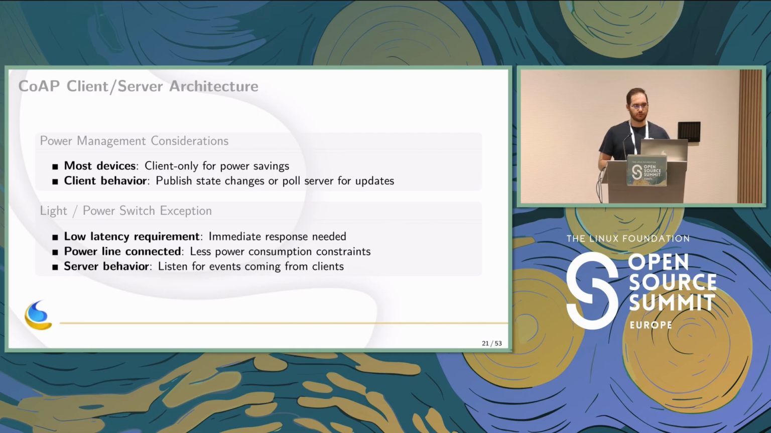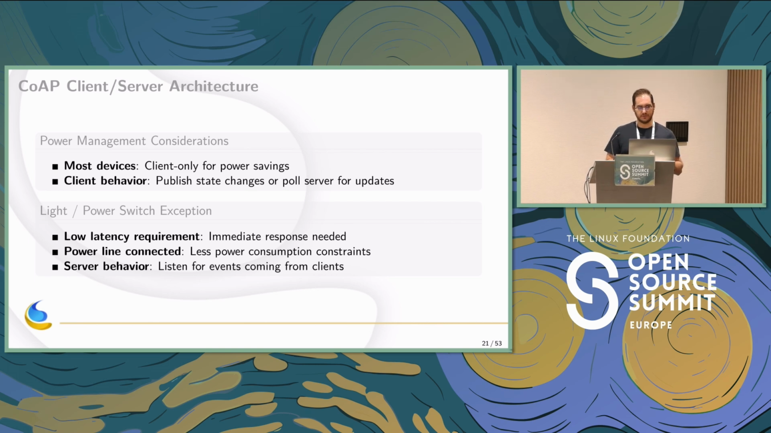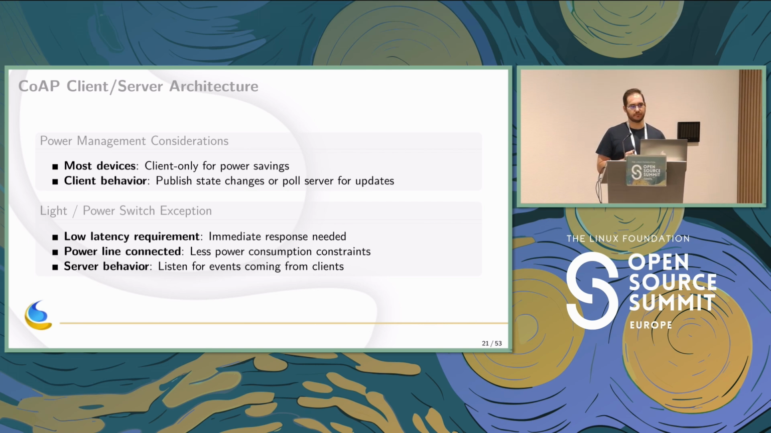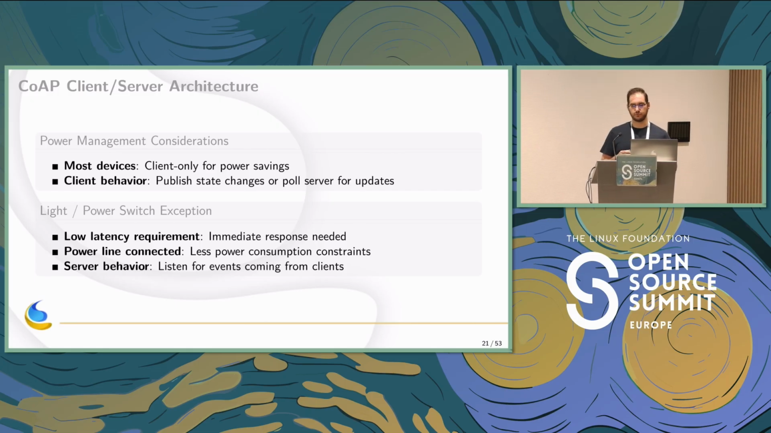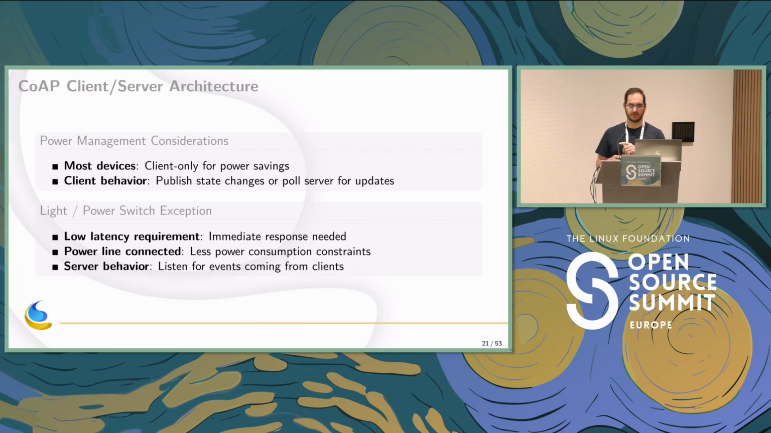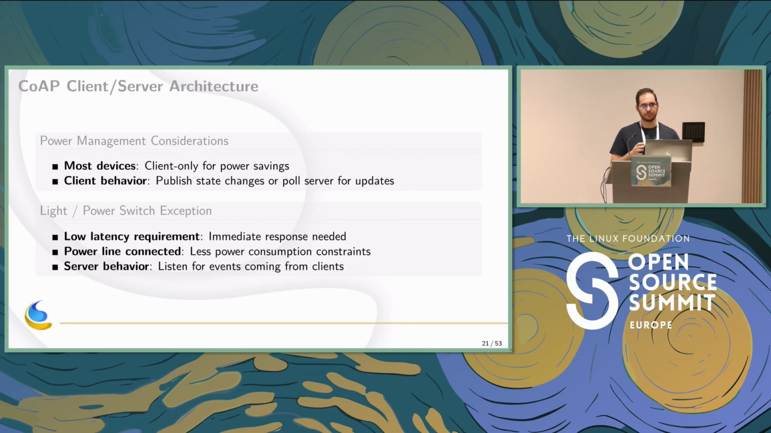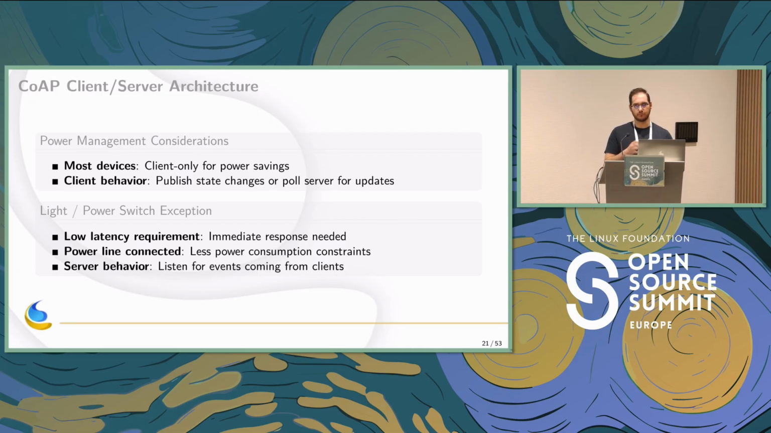CoAP is designed to work as a client and server application. So you have a device that runs a server, and you have some others that must be clients. The issue with a server is that it consumes more power, because you are listening for events. For that, you have to keep the radio on, so it consumes much more power. So I try to design the protocol as much as possible to run as a client. So the device, when it has a new state, pushes the new state to the server, and most of the devices could run as a client.